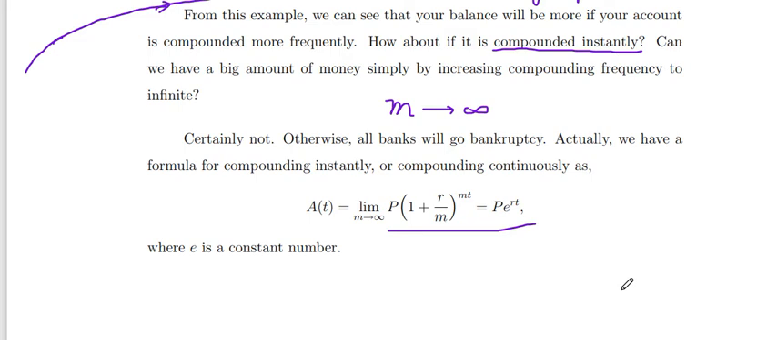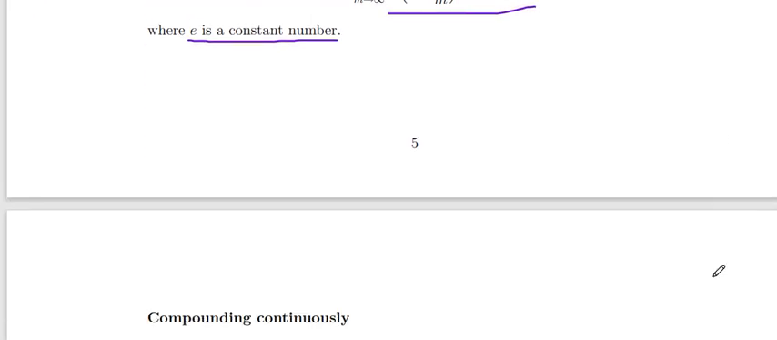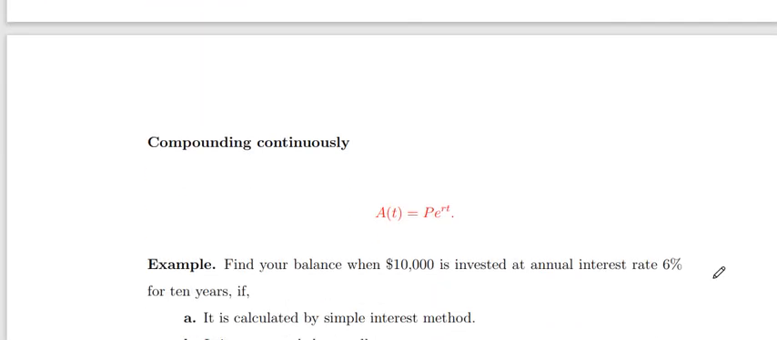So what is e? What is this number e? e is a fixed constant, just like pi. This is a very important number in mathematics. And we call this formula A(t) equals P e^(rt) because this is compounded continuously.